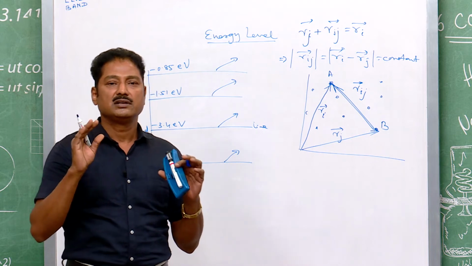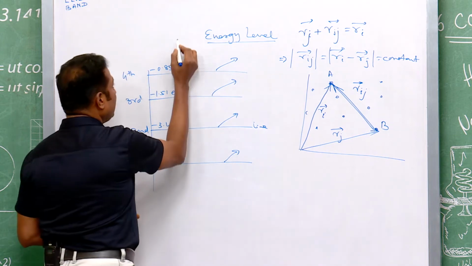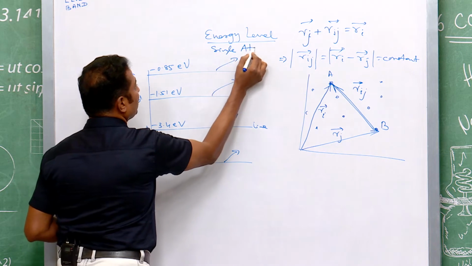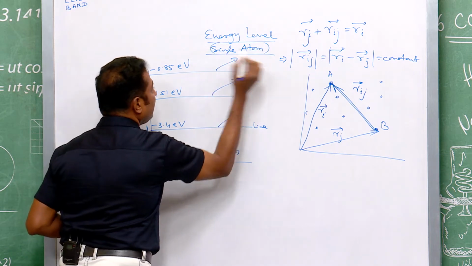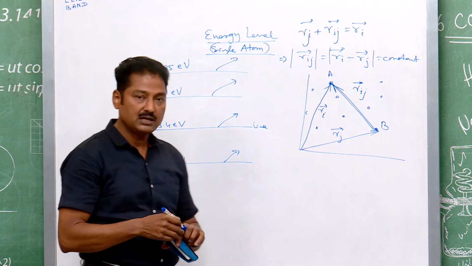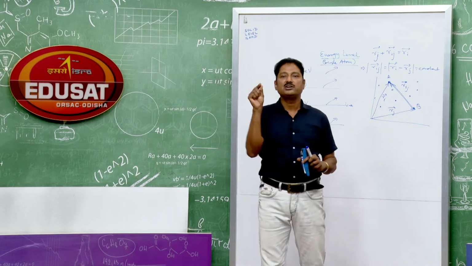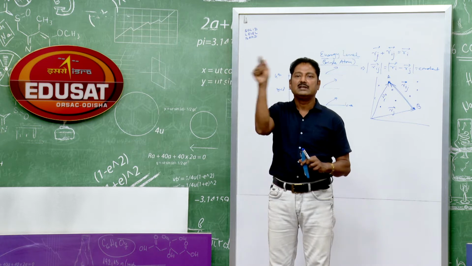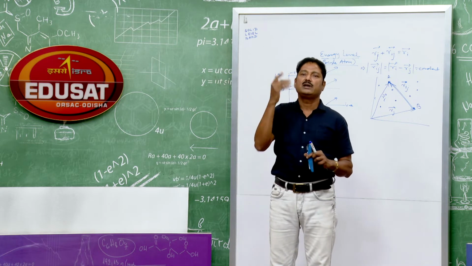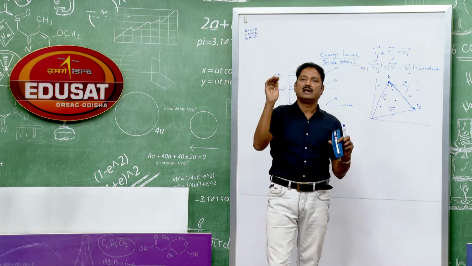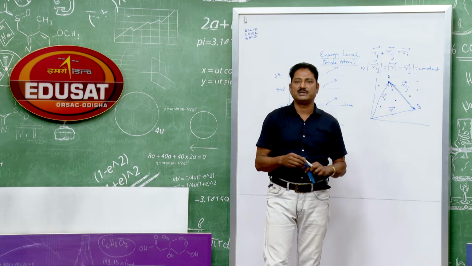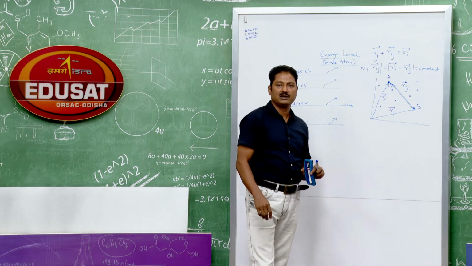So, that is for one atom, a single atom. It is important. For a single atom, if you show the energy of the electron in different orbits, you have to draw horizontal lines, and that way you can show the different energies of electrons in different orbits. So, this is the energy level.